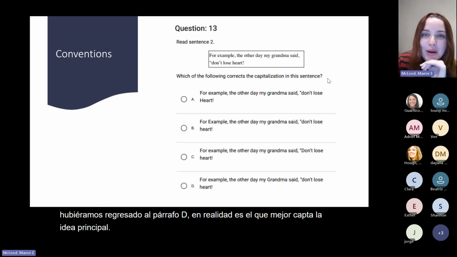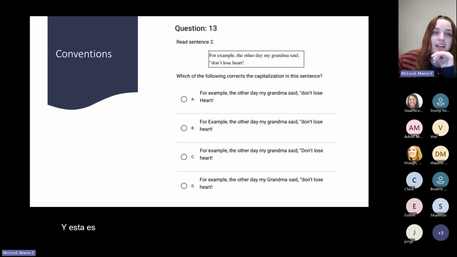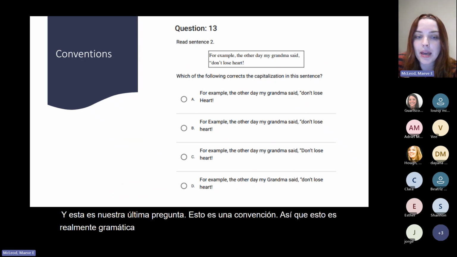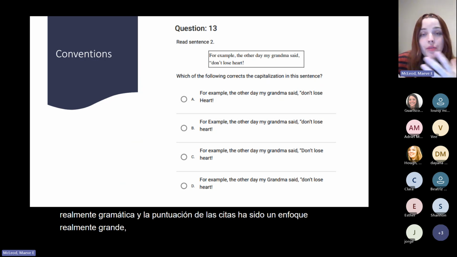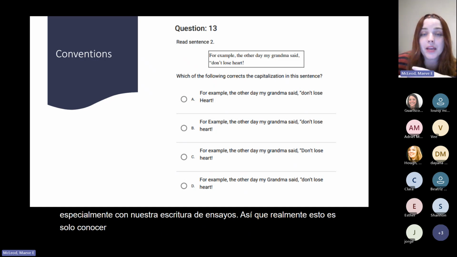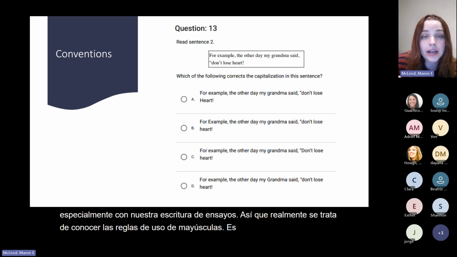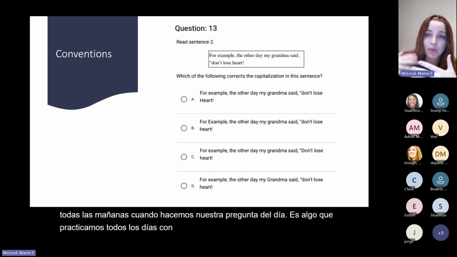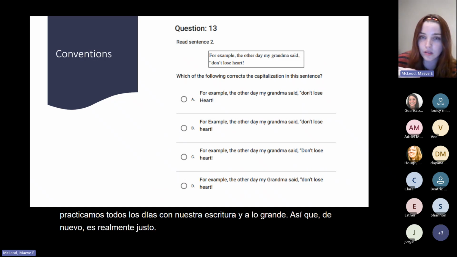And this is our last question. This is conventions. So this is really grammar, and punctuating quotations has been a really big focus, especially with our essay writing. So really, this is just knowing capitalization rules. It is something that we practice every morning when we do our question of the day. It's something that we practice every day with our writing and in Bing Time. So again, it's really just reinforcing these rules.